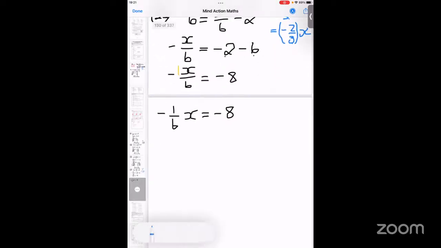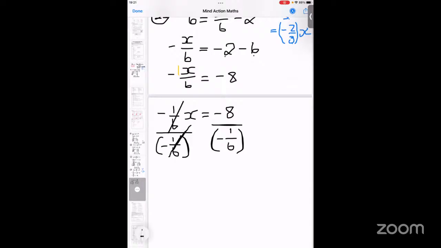Now let me continue to work it out. I can easily remove that negative 1 over 6. You divide by exactly that because you want to cancel it. So confidently, you will cancel that and that, where you say x equals, you therefore punch all of that on your calculator.